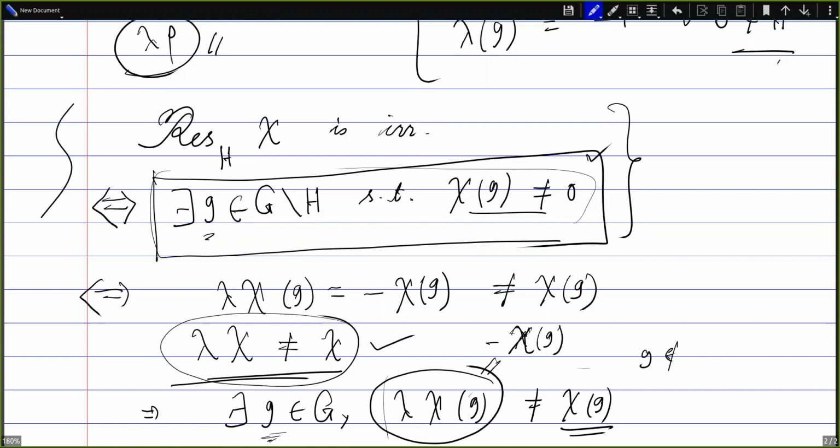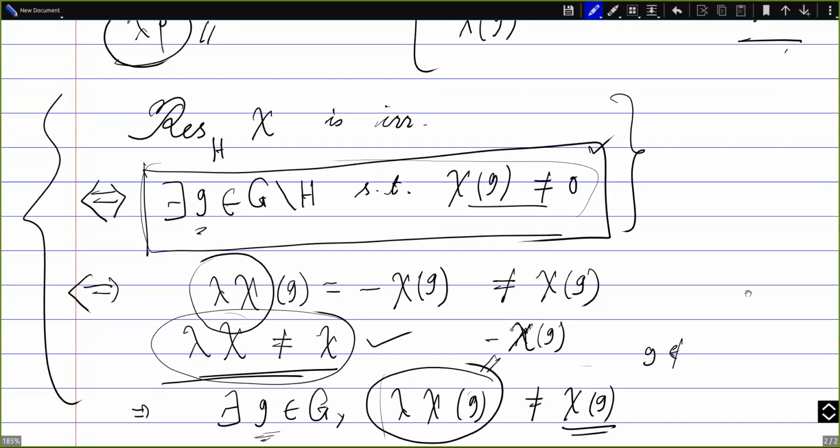So we have the following: these three things are equivalent. The restricted character is irreducible if and only if it is non-vanishing at least at one point outside H, or equivalently, the two characters lambda chi and chi are different. Okay, I will stop.